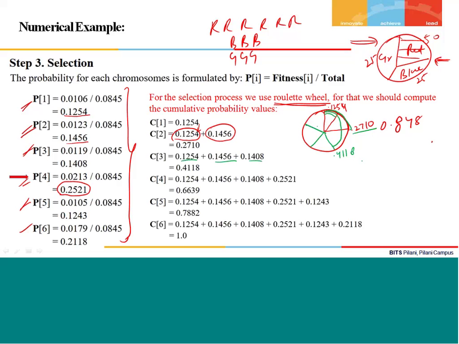So the next number will be 0.6639. The fourth number is 0.7882, and finally this is where I have started. I will end up here only, and I will get 1, right? So this is my wheel. This is how I will form my wheel. Then I just find out what is the cumulative probability distribution.